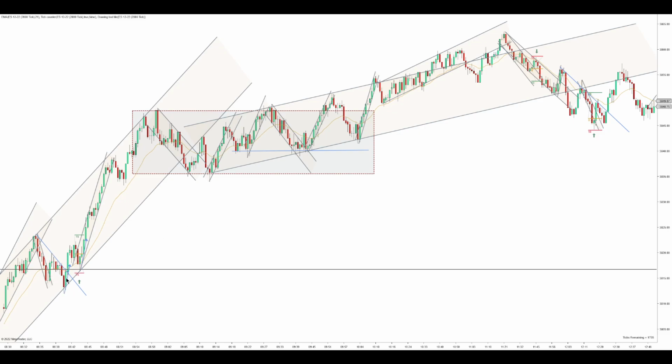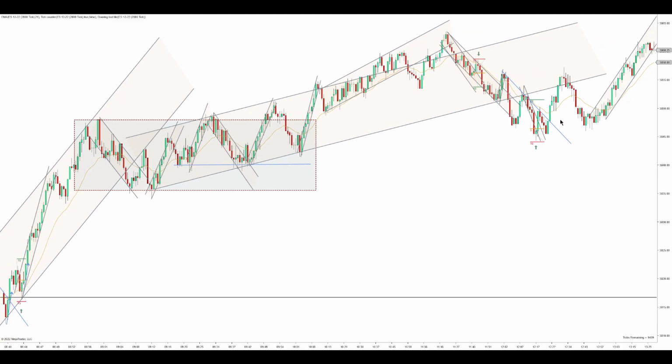But then after you get a break of it, you get that first attempt higher once it actually pushes through this bigger picture trend line, and then you get the higher low after that, and then that's what ends up launching the second leg. Same thing here. You just get a deeper pullback.